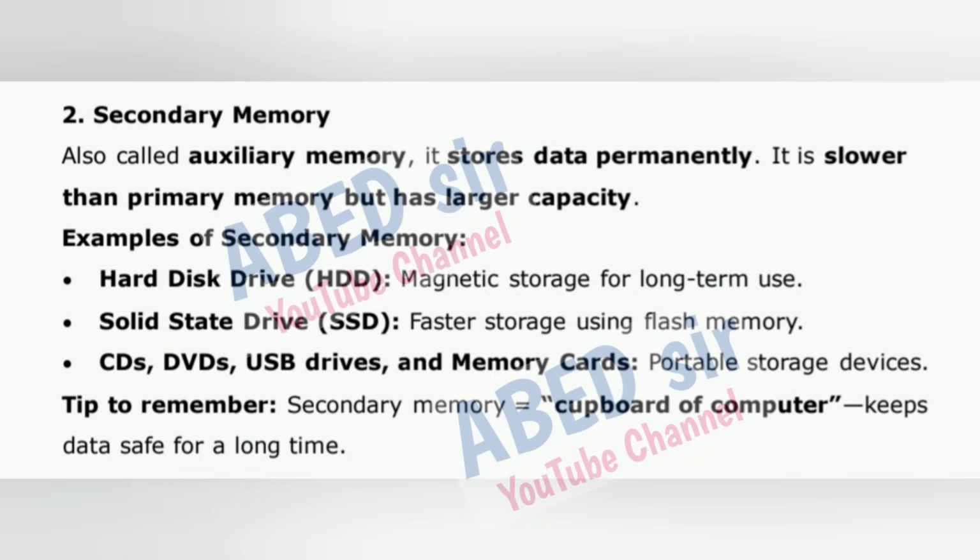Examples of secondary memory: hard disk drive, HDD, magnetic storage for long-term use. Solid-state drive, SSD, faster storage using flash memory. CDs, DVDs, USB drives, and memory cards, portable storage devices. Tip to remember: secondary memory is equal to the cupboard of the computer, keeps data safe for a long time.